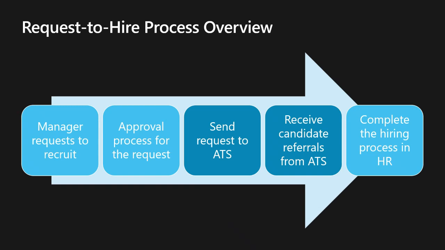If your organization uses a separate recruiting application, your recruiting process might include the following steps. A manager can start by creating a recruiting request in the employee self-service workspace. Then you may follow an internal review or approval process before the recruiter starts to recruit. Next, you send that request out to an external applicant tracking system, or ATS, and you start receiving candidate referrals in Human Resources from the recruiting application. Finally, you complete that candidate hiring process directly in Dynamics 365 Human Resources without the need to manually enter the data in again. If you aren't using a separate recruiting application, you can also manually manage recruiting requests and candidates in Human Resources.